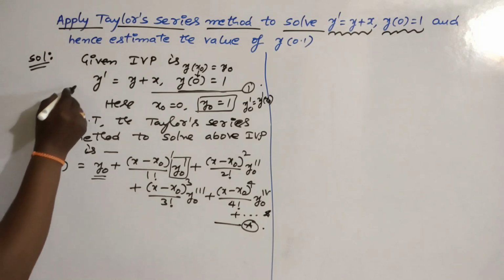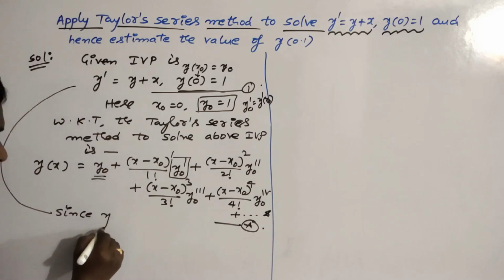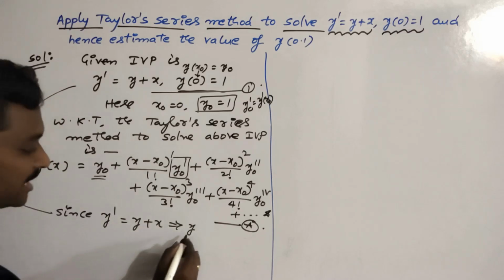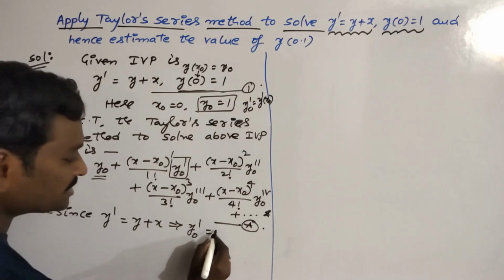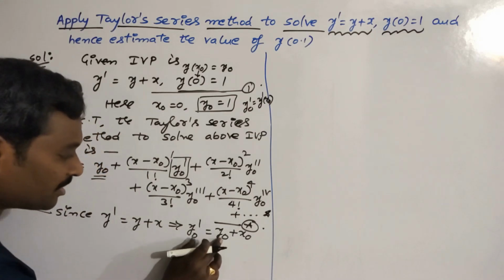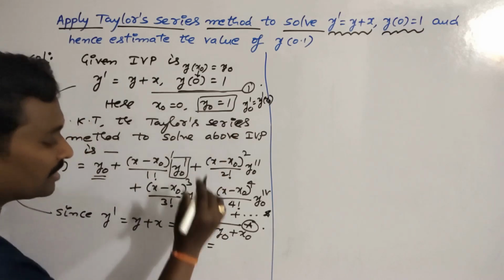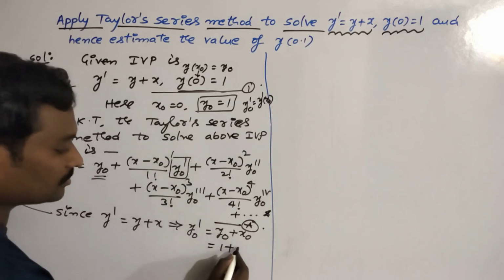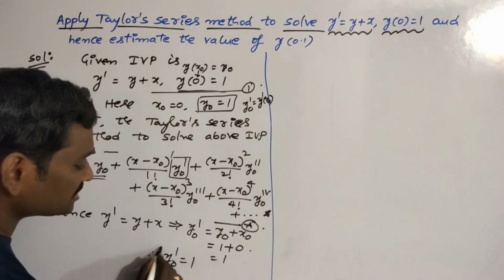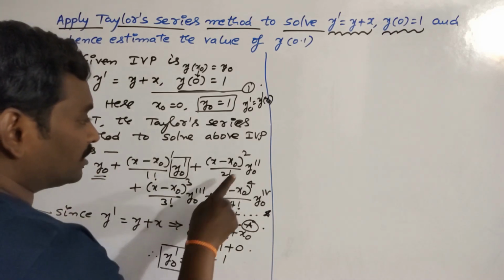From the given problem, already we have y dash is equal to y plus x. From this, what is the expression for y naught dash? It means y naught plus x naught. Whenever we have y, replace it by y naught. Whenever we have x, replace it by x naught. So what is y naught? 1. What is x naught? 0. So 1 plus 0 is 1. So we conclude that y naught dash is 1. Now we have to find out y naught double dash.